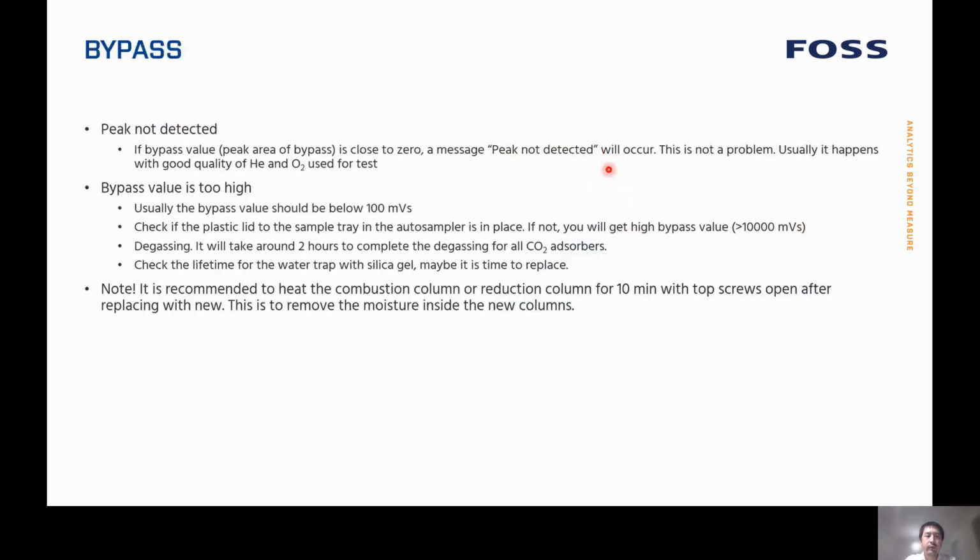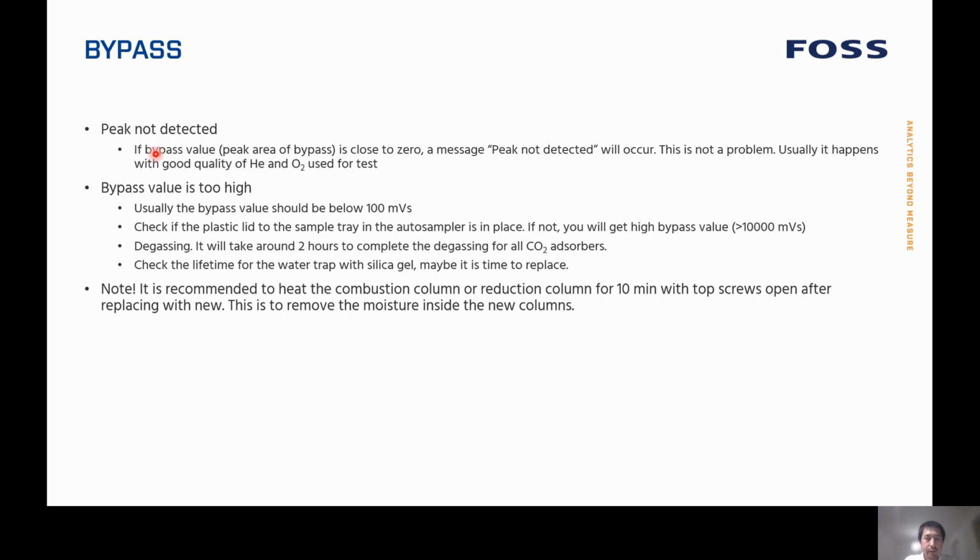And then another common problem you see is bypass. The first warning or error message you see about bypass is "bypass not detected." This is because usually the bypass value is very close to 0, so you will get a message "peak not detected." This is not a real problem because it usually happens with very good quality helium and oxygen. It's very pure, so when you run this bypass, this blank, you cannot see any peak of the nitrogen. So it's not a big problem.